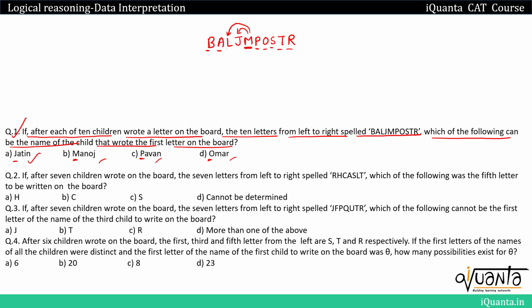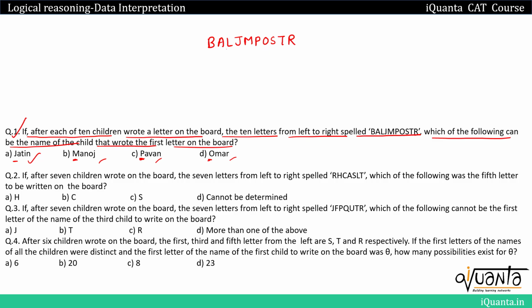So that means yes, M can be the first letter that was written on the board. That means the first letter of the first child. Then let us check for P. If P was the first letter that was written, and if we look to the right of P, we have O, but we know that O comes before P, so it must have been written to the left of P. So that means this is also incorrect. P cannot be the first letter that was written on the board.